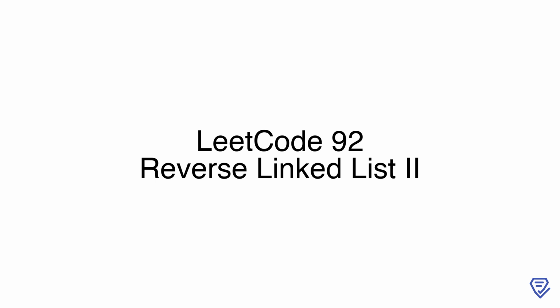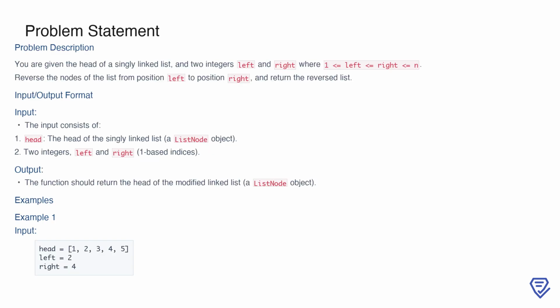Stay tuned! In this problem, you are given the head of a singly linked list, along with two integers, left and right. These integers represent positions in the list, using one-based indexing. Your task is to reverse the nodes between these two positions, while leaving the rest of the list unchanged. The function should then return the head of this modified list.